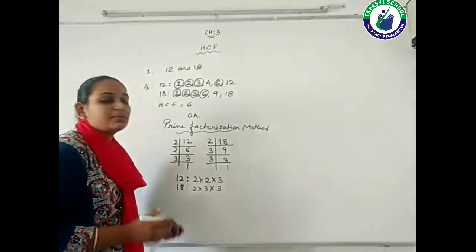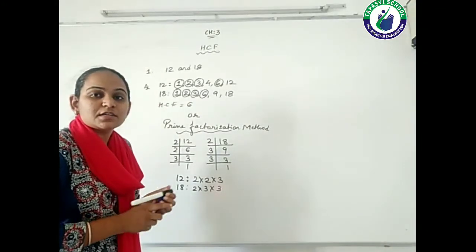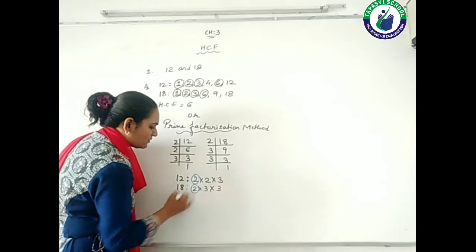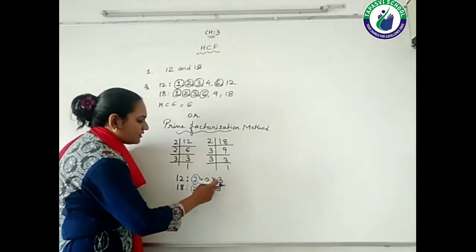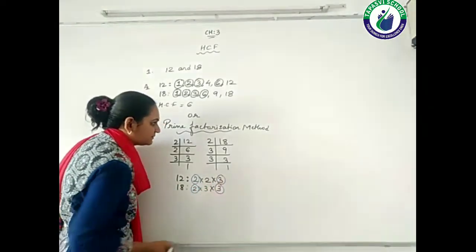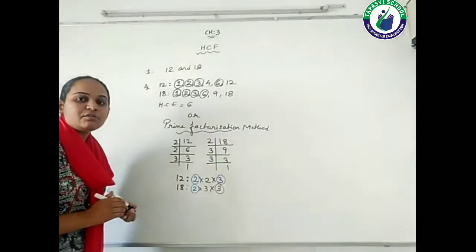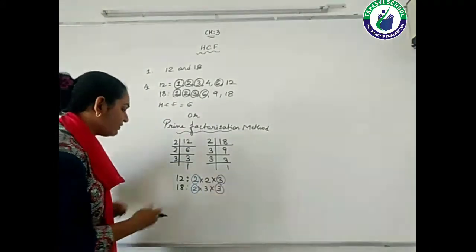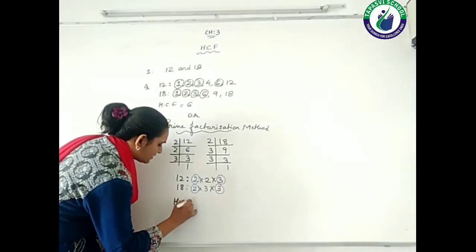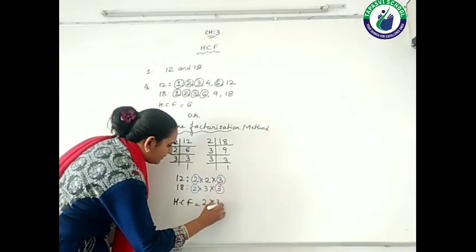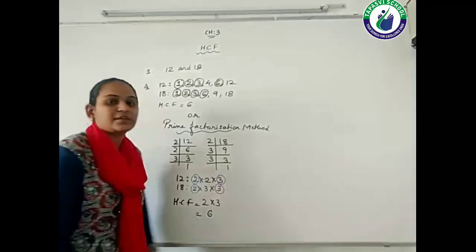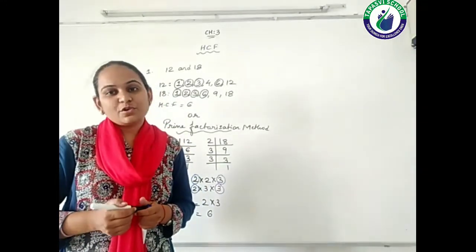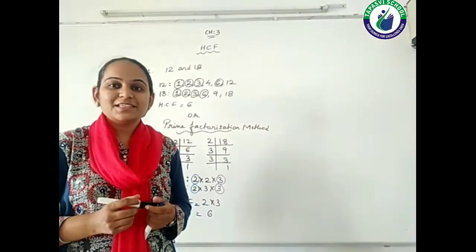Now, which are the common factors? We will circle out the common factors, students. 2, right? And this 3, right? Now we'll multiply these circled numbers, right? So we'll get the HCF as 2 multiplied by 3, which is 6. Is it okay to all of you? Right? Let's see one more question on this HCF.